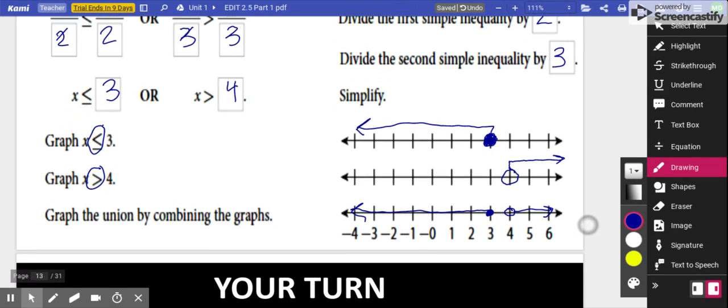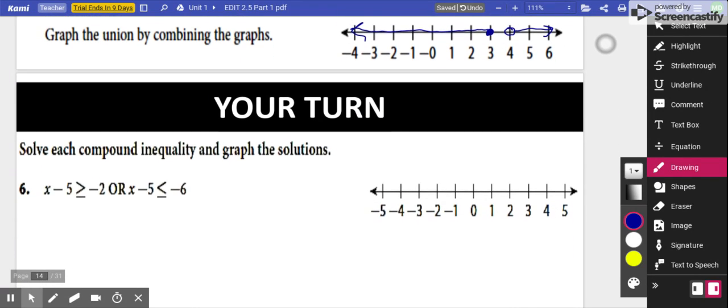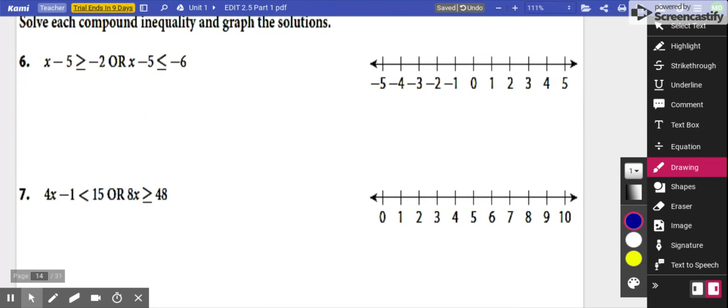Now you can take the time. I want you to try your turn problems, numbers 6 and 7, on page 85. When you are done, come check your answers in with me.